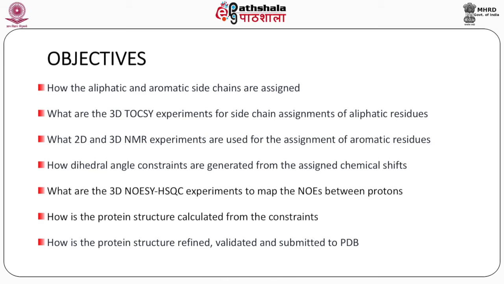The objectives of this module are to present how the aliphatic and aromatic side chains are assigned, what the 3D TOCSY experiments for side chain assignments of aliphatic residues are, what 2D and 3D NMR experiments are used for the assignment of aromatic residues, how dihedral angle constraints are generated from the assigned chemical shifts, what the 3D NOESY HSQC experiments to map the NOEs between protons are, how the protein structure is calculated from the constraints, and how the protein structure is refined, validated and submitted to the Protein Data Bank.